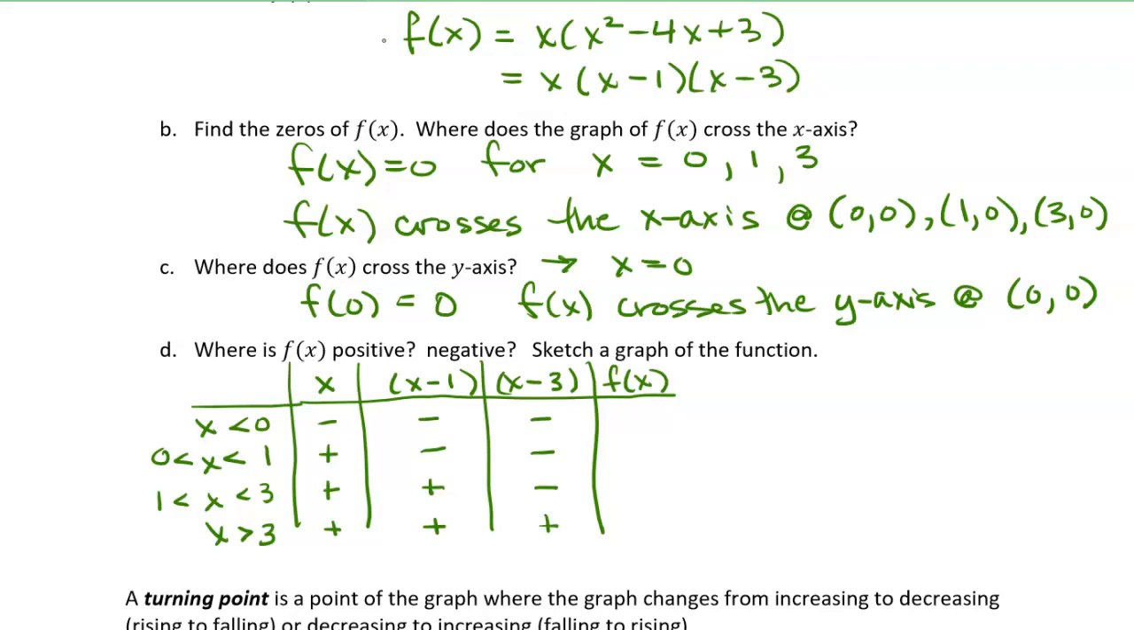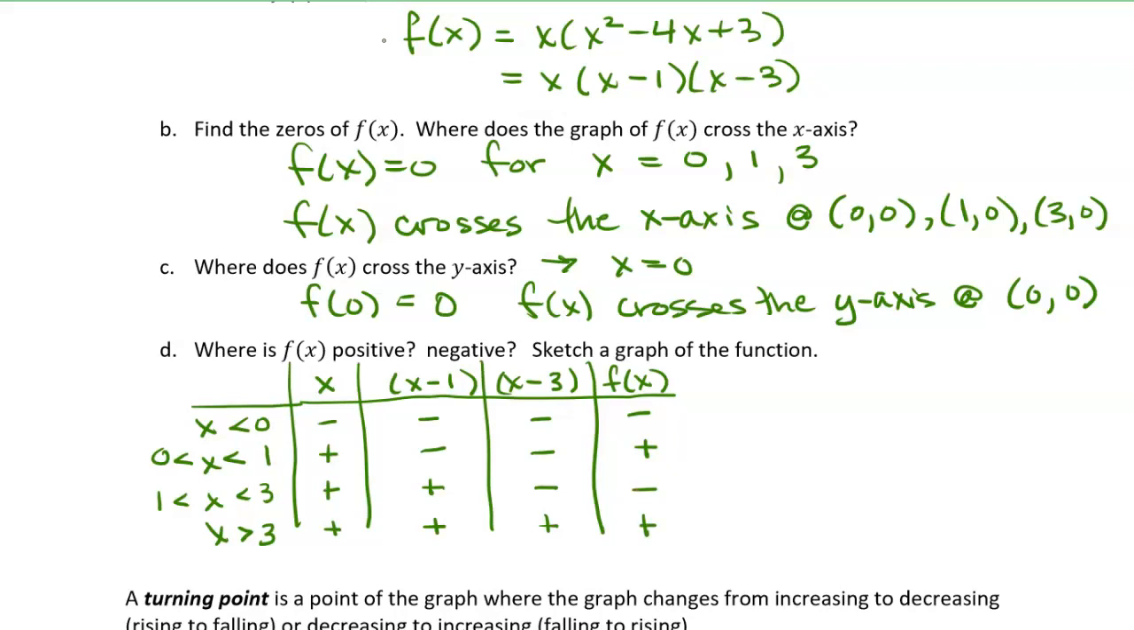Now, in order to determine the sign of the overall function, I'm just going to multiply the 3 factors. So if I take negative times negative times negative, it's going to give me a negative. Negative times negative is positive, and then I'm taking times positive, so it's just going to be positive. Positive times negative is going to be negative. Positive times positive gives me positive.